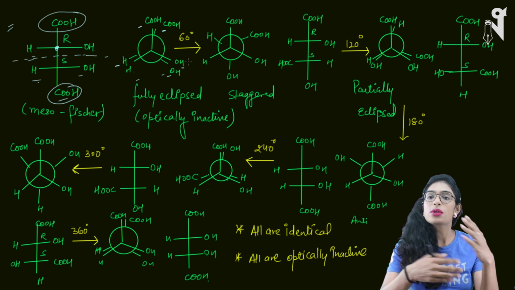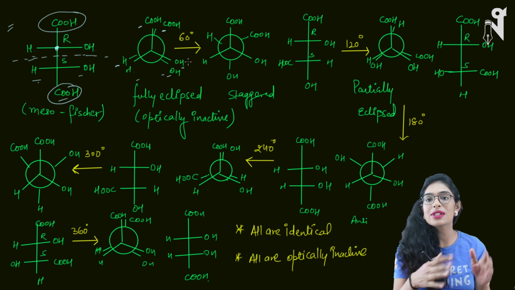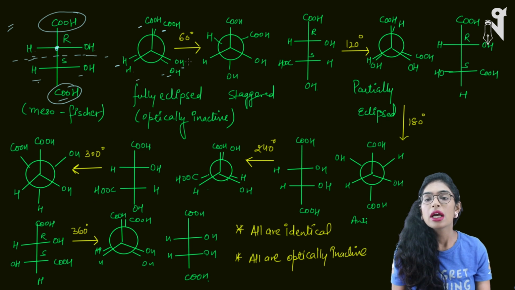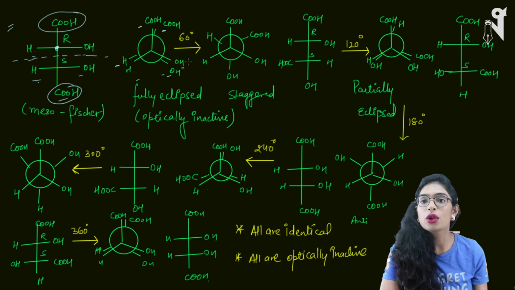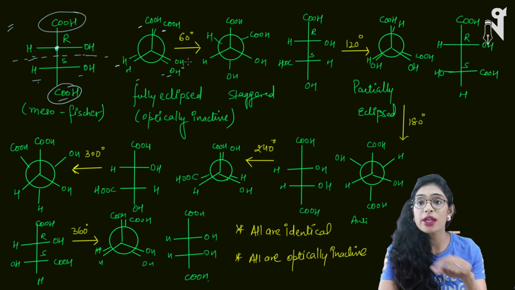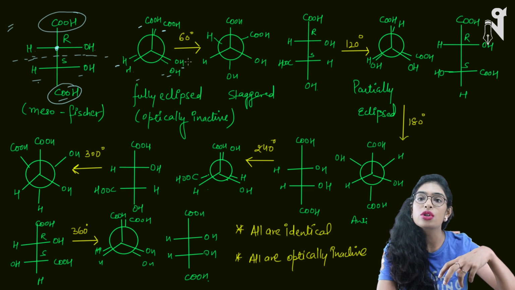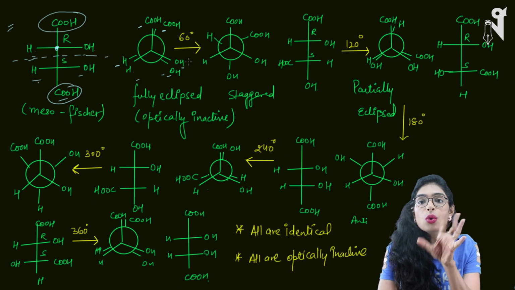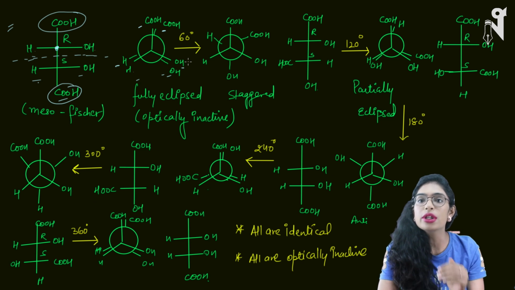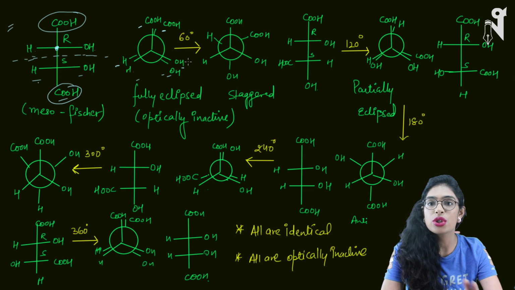Now what we'll do is try to rotate it through all the angles, and we'll see what different kinds of Fischers and Newmans it is forming, and whether rotation is bringing any change in the configuration of the molecule or not. With rotation of the Newman projection, the Fischer looks different, but is it actually different or not? That is what we have to check very quickly.